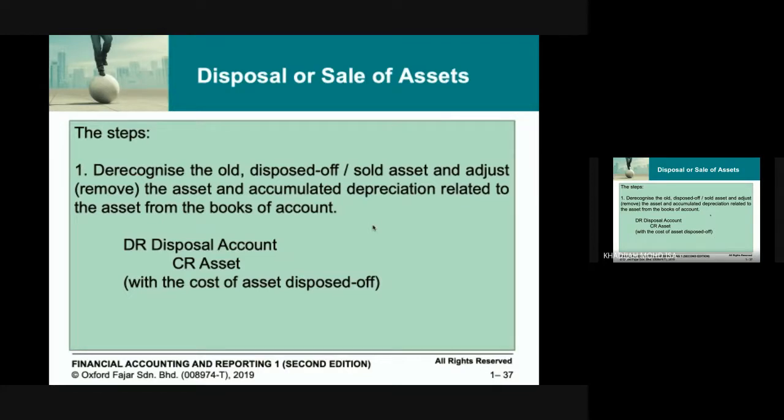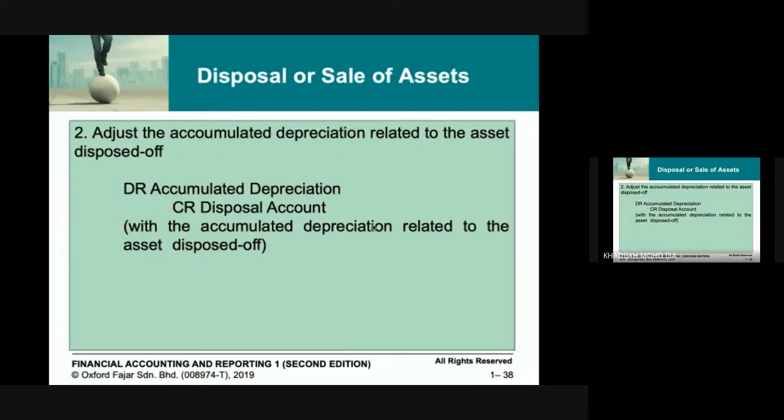All right. So there are steps for you to do when you want to record your disposal of your asset. Number one is that you de-recognize the old, the disposed or sold asset, and adjust or remove the asset and accumulated depreciation related to the asset from the book of account. All right. So you want to debit your disposal account, credit your asset account. Yeah. So we are going to open one T account, disposal account. The asset, remember the asset is a debit account, but because now we want to dispose the asset, we are going to credit the asset account, right? Credit your asset.